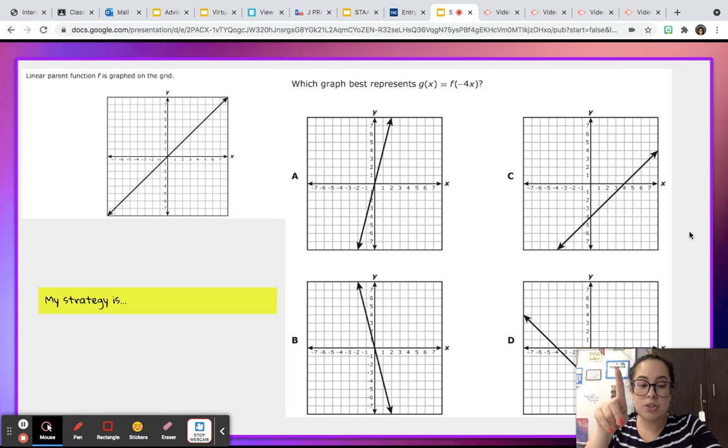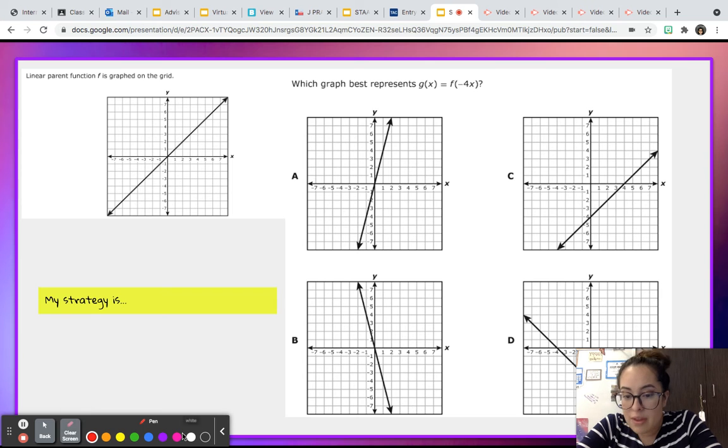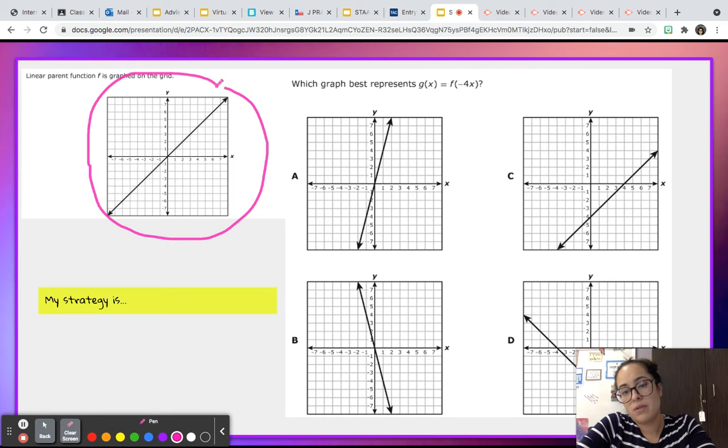Here we are. This is question 1. A linear parent function f is graphed on the grid. Guys, you have to know by now that this is a parent function. Just seeing it, it's easy to tell because it's a line that's going through the origin. Plus, it has a slope of 1. Up 1, rise 1, run 1. See? So it's definitely a parent function.